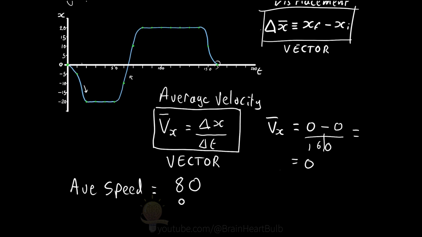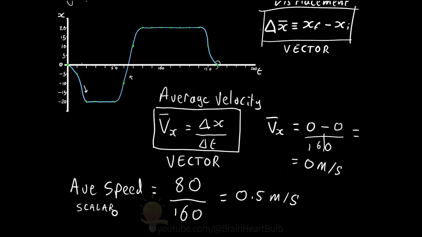And we did that in 160 seconds. This means that our average speed is 0.5 meters per second. Now this can be counterintuitive at first, but the reason why our average velocity is 0 is because the velocity is a vector quantity, and it takes into account what direction you're going. We moved equally into the negative direction as we did into the positive direction, so it cancels out.